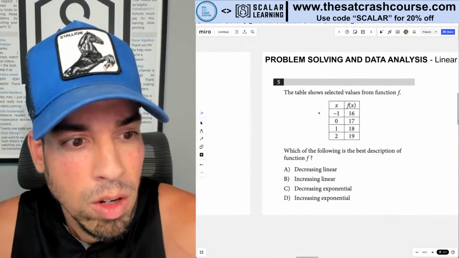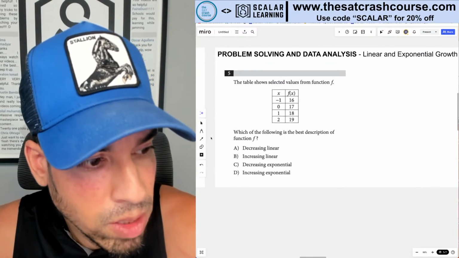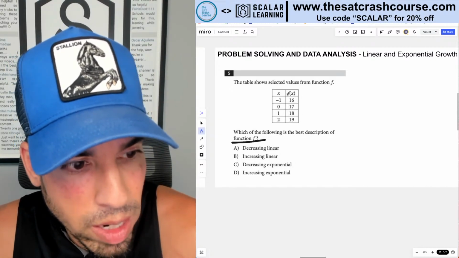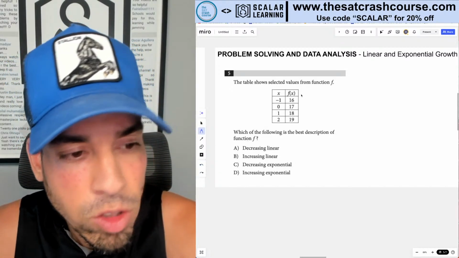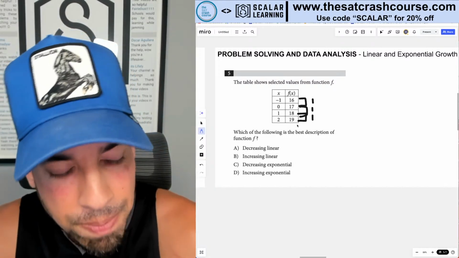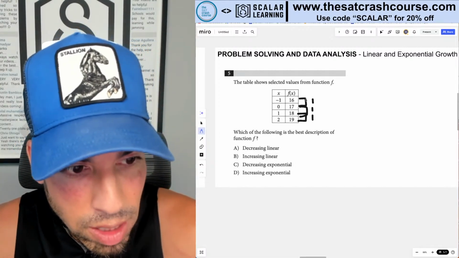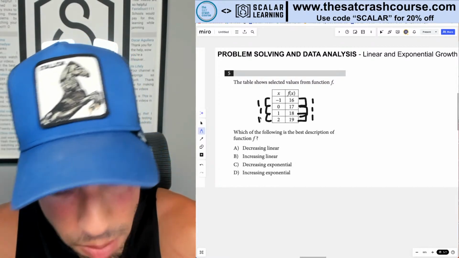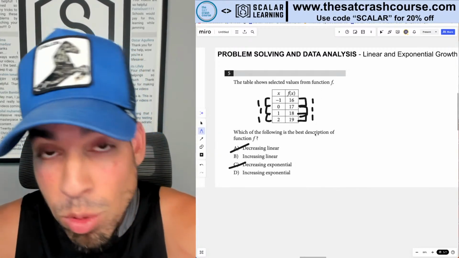Boom, done. All right, now we're moving on to linear and exponential growth. Often they're going to give you a table like this with different values, and they're going to ask whether it's increasing or decreasing, and whether it's increasing linearly or exponentially. So I see it going up by the same amount every time: 1, 1, 1. So it definitely seems to be increasing, but you can't just look at the y values. You also have to ask, is the f of x going up as the x is going up? Yes, these are also going up by 1, 1, 1. So it's definitely increasing. If these were going down and this was going up, then it'd be decreasing.